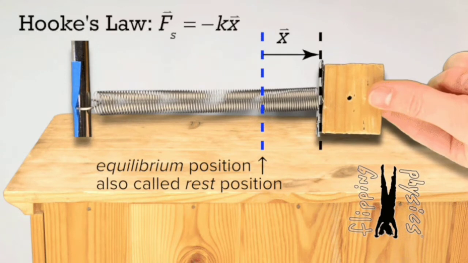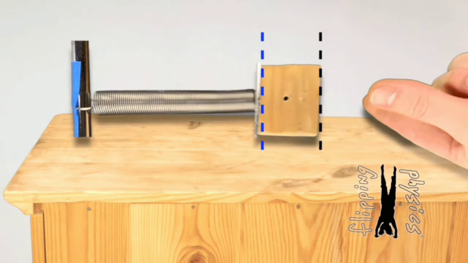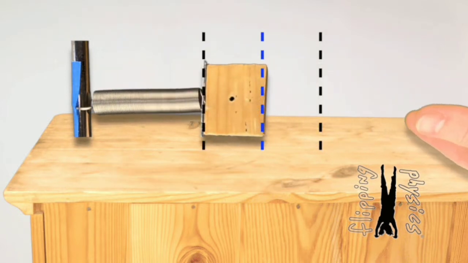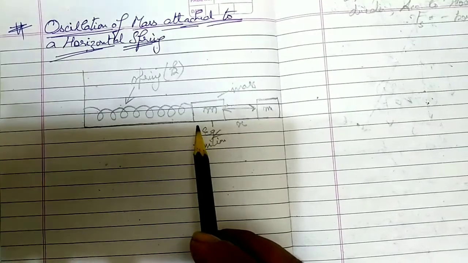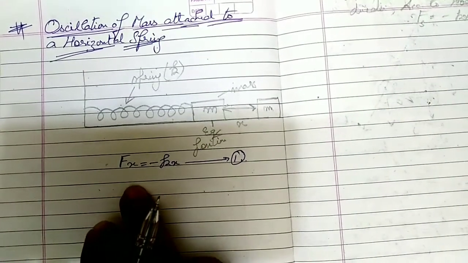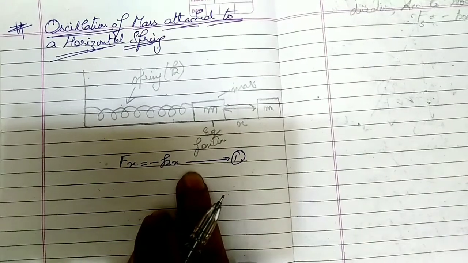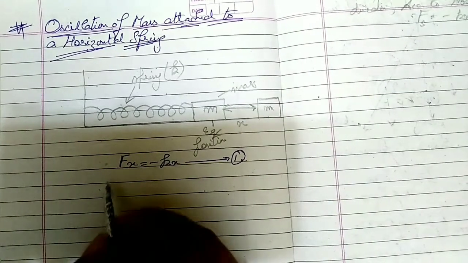And Fs is the restoring force in the opposite direction. So according to Hooke's law, Fs is equal to minus kx. Okay, therefore F is equal to minus kx. Okay, so we have to find the acceleration.